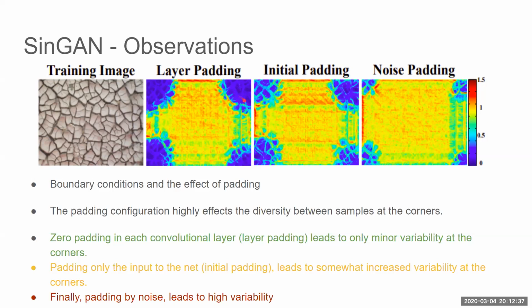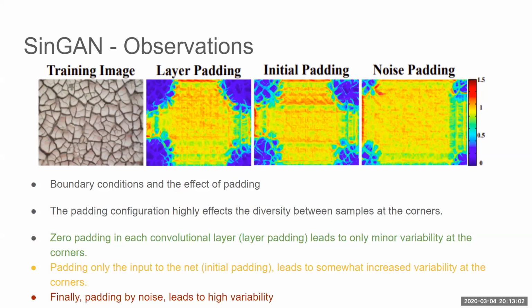We are omitting padding in the layers, but what we do is we only give padding to the input. So this is the second case, initial padding. Initial padding is basically to the input, you are doing zero padding. In that case, you can see that clearly the border conditions are not that great, because you are losing some information there.